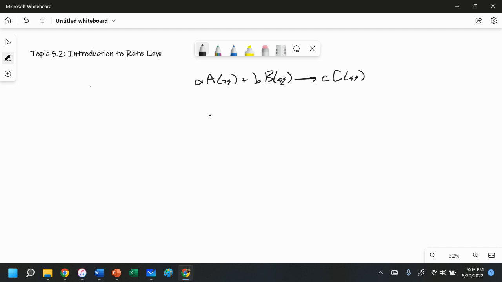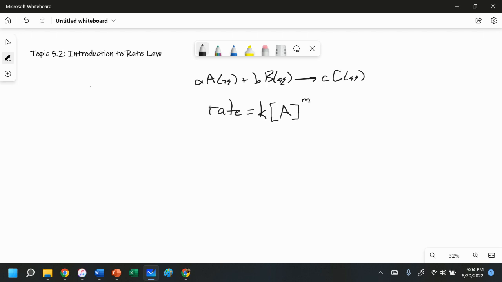Well, the rate law expresses the rate of a reaction as proportional to the concentration of each reactant raised to a power. And so what the rate law looks like is it expresses the rate is equal to some proportionality constant called the rate constant, which is given the symbol lowercase k, times the concentration of our reactants. So the concentration of A, and remember brackets means molarity. So the concentration of A raised to some power.